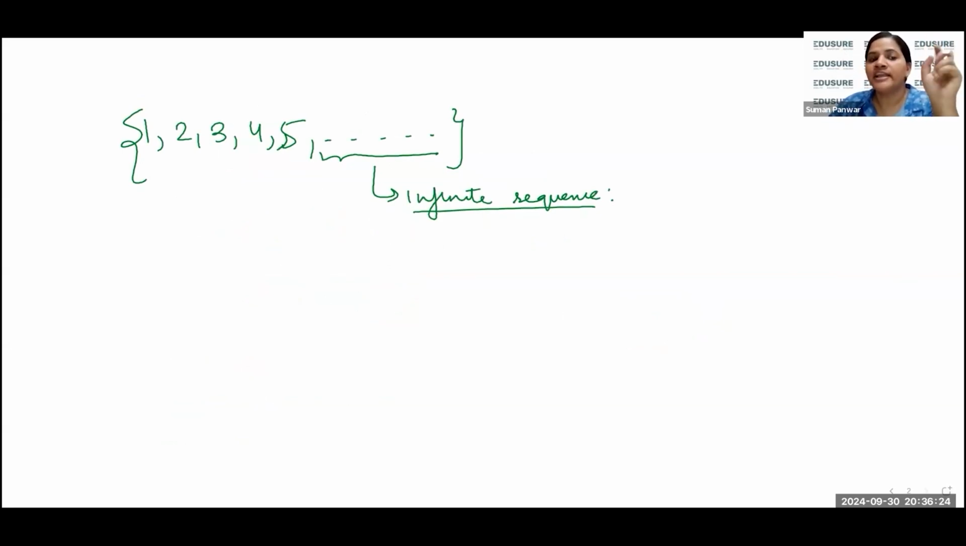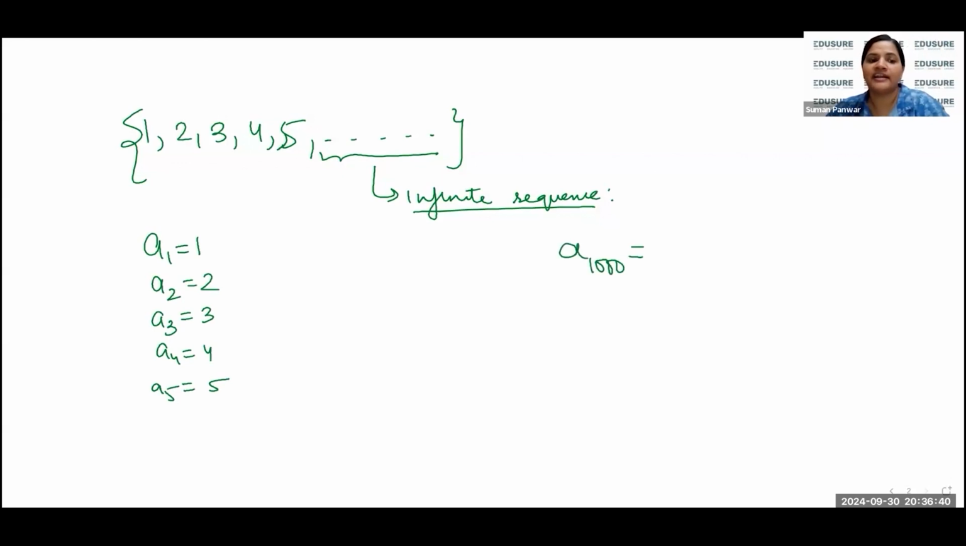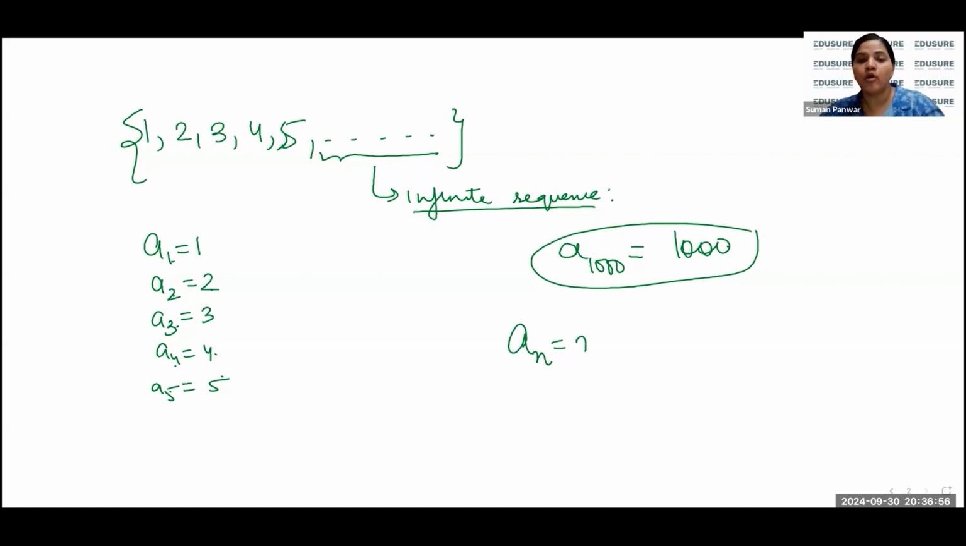So now this is an infinite sequence. What is your A1? 1. What is your A2? 2. What is your A3? 3. What is your A4? 4. What is your A5? 5. Now, if somebody asks you what is A1000, you can clearly see that A1 is 1, A2 is 2, A3 is 3, A4 is 4, A5 is 5. So A1000 is going to be 1000. If I want to generalize the pattern, AN is going to be N. So this is how we identify the nth term of a sequence.